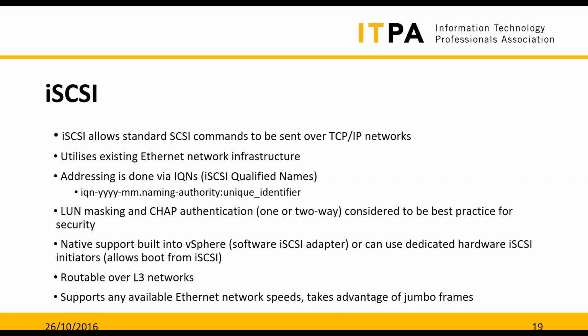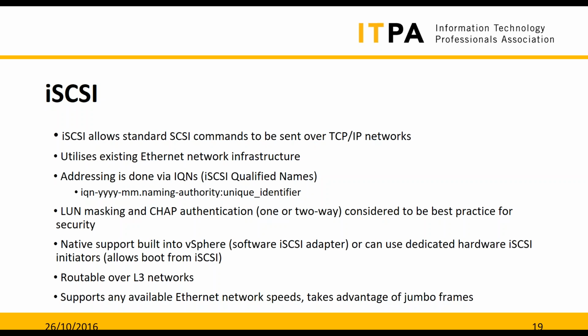Now, iSCSI is routable over layer 3 networks. Fibre Channel is not. Fibre Channel over Ethernet is not strictly routable because it's over Ethernet. It's a bit different. There are ways to do it, but it's not as simple as routing IP traffic, which almost all basic routers can do for you. You don't need specialized equipment for this. You can extend Fibre Channel over Ethernet over large distances with dedicated equipment to do so.